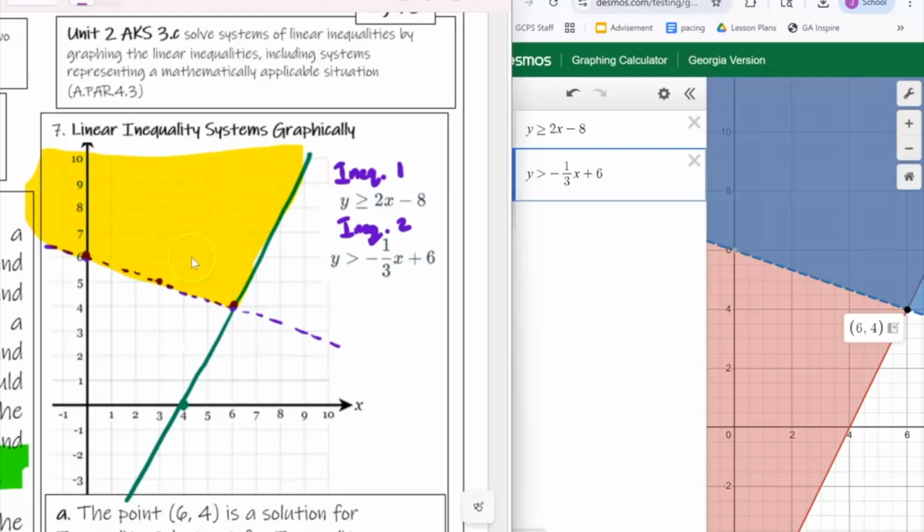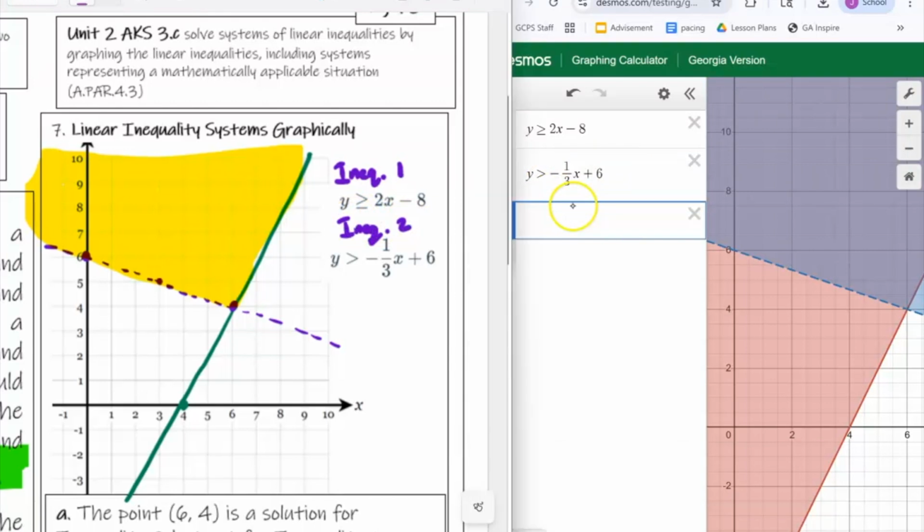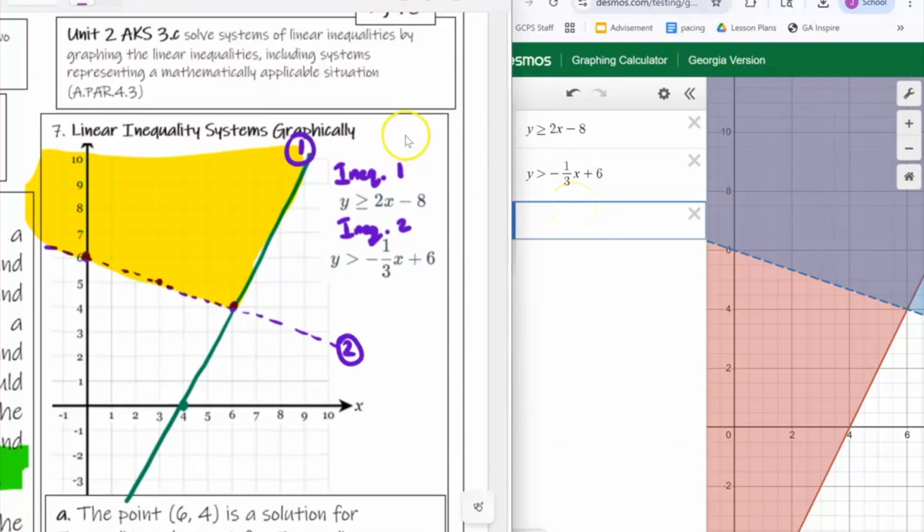All right. So inequality 1, that's this red solid line. So this one is 1, and this one is 2. All right. So now let's read the answer choices.